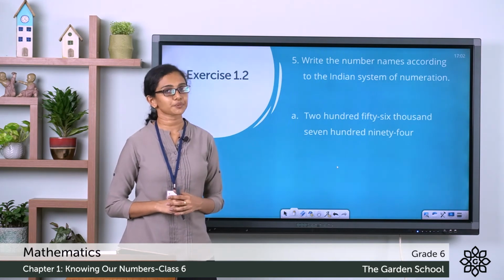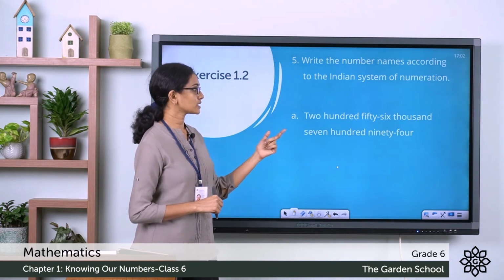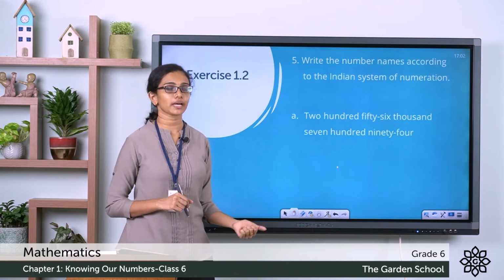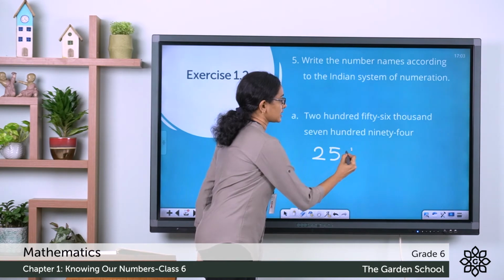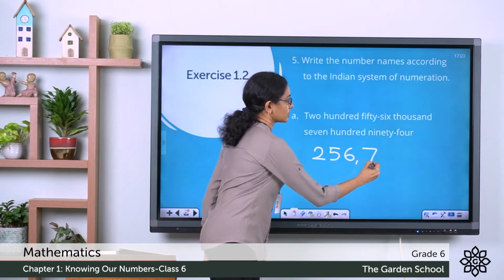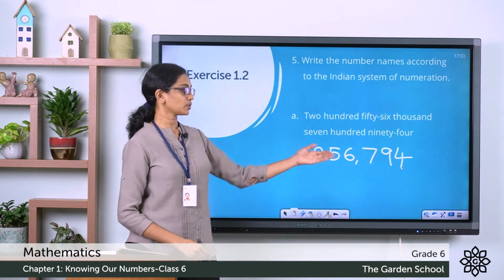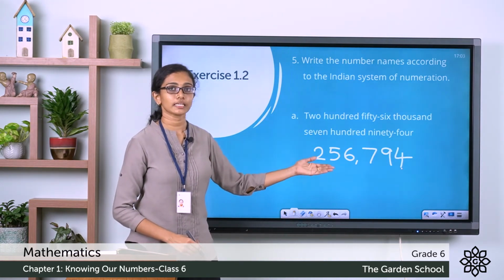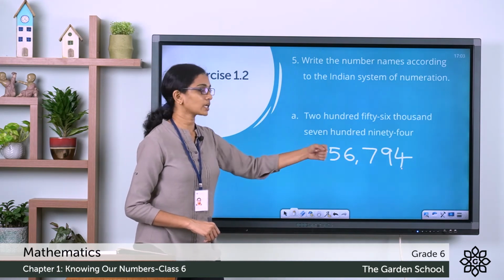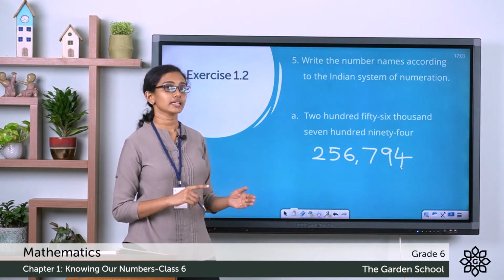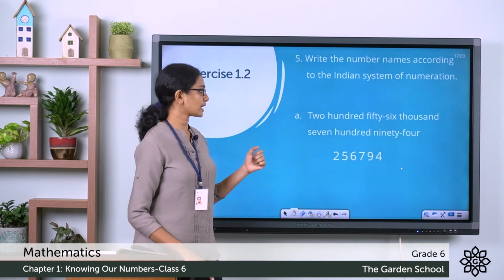So let's write the corresponding numeral in this case. 256,794. How do you write that? 256,794. So here you have the corresponding numeral in the international system of numeration. The next step is to take away that comma, and then you have to reinsert the comma based on the Indian system. So let's do that now.